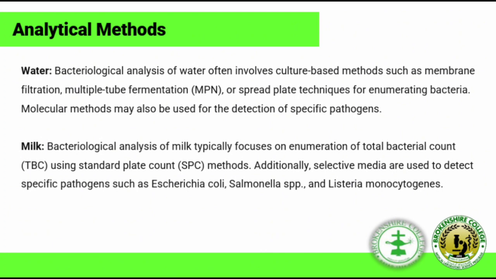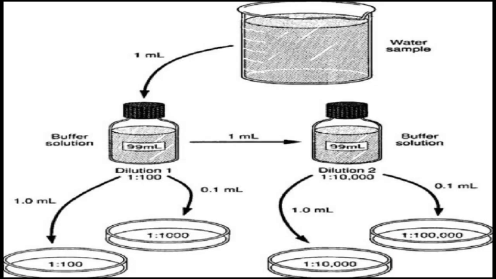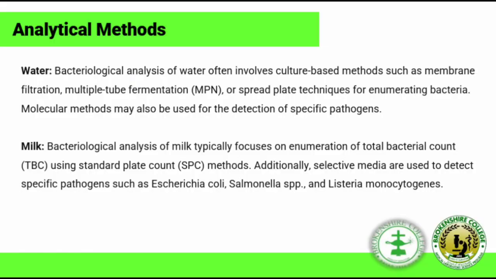One of the primary analyses conducted in milk is the enumeration of total bacterial count, or TBC. This is used to assess the overall microbial load in the milk sample. This is typically done using agar plate count methods such as the standard plate count, or SPC, technique. In this method, serial dilutions of the milk sample are plated onto agar plates, and after incubation, colonies are counted to estimate the number of viable bacteria present.